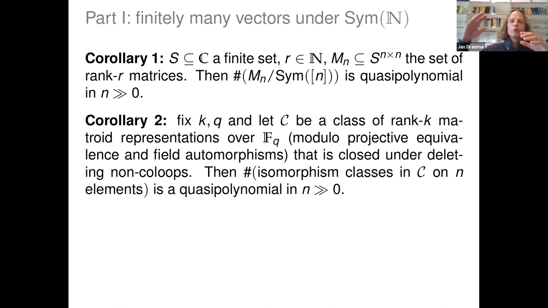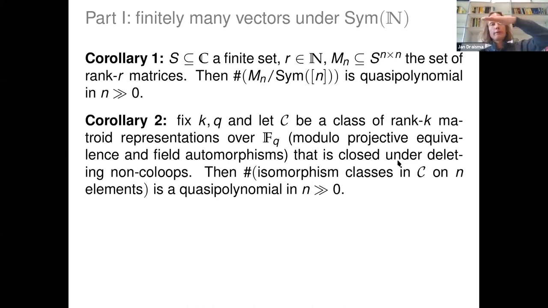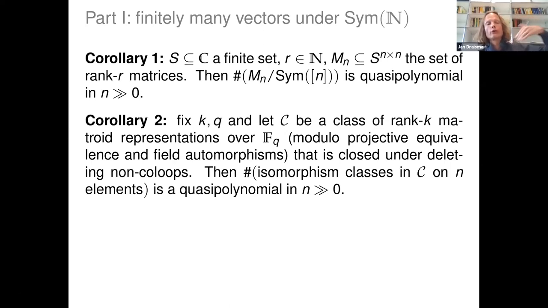So you're allowed to do, if you represent your matroid by a matrix, a K by N matrix, then you're allowed to do invertible row operations. You're allowed to scale individual columns by non-zero numbers, and you're allowed to apply a field automorphism. And then the statement is that the number, and the condition is that C is closed under deletions. And of course, we want to keep the matroids of a fixed rank, so rank equal to K, so you're not allowed to delete elements that are coloops.